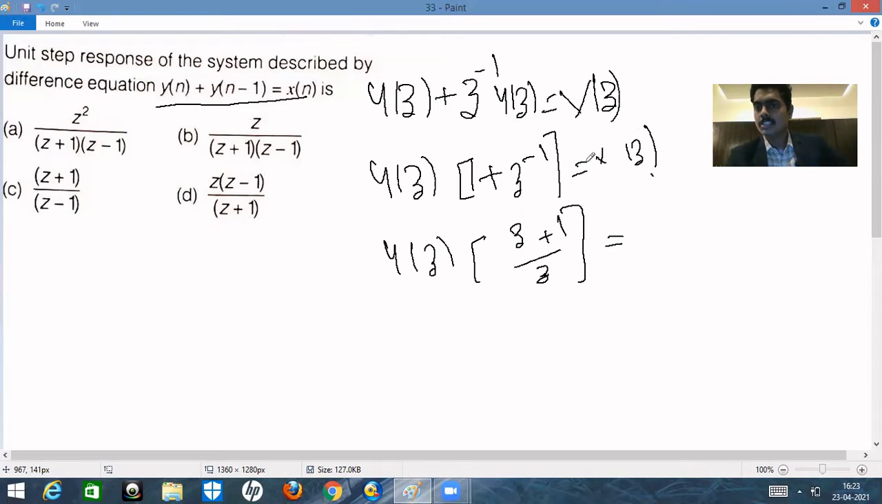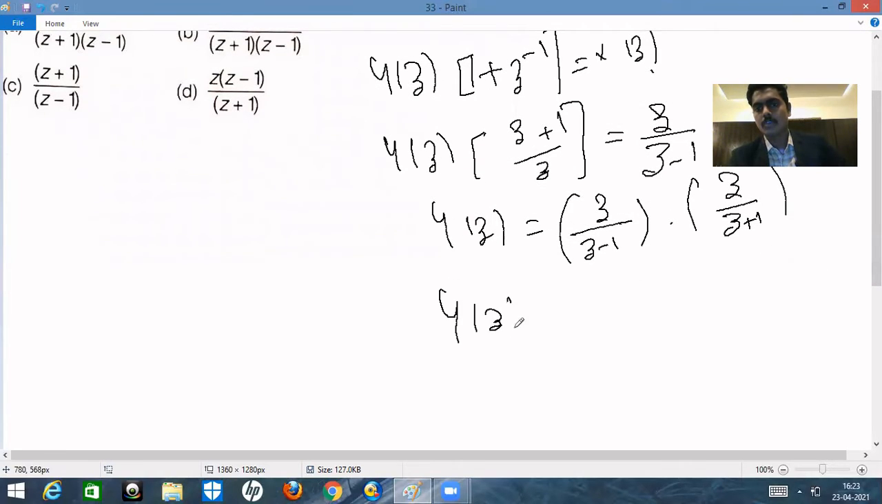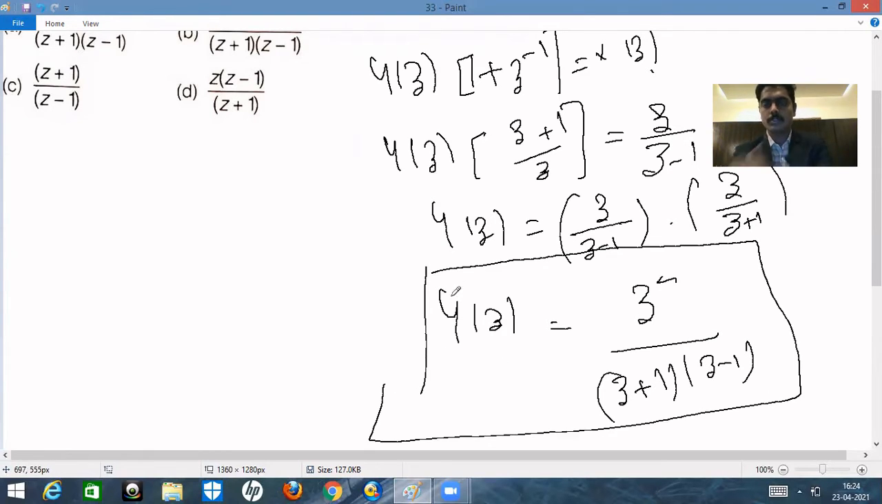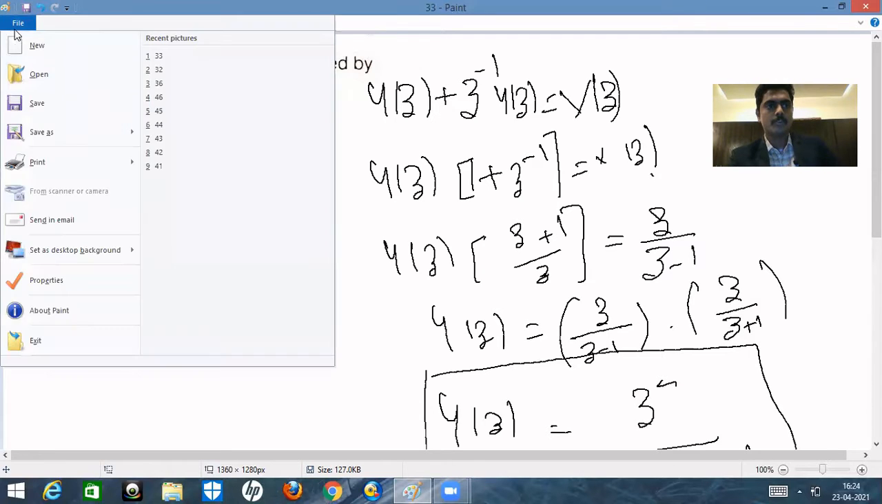What is X of z? It is nothing but the Z transform of the input function. Input function is the step function. So the Z transform of the step function is nothing but z upon z minus 1. So if you substitute, Y of z is equal to z upon z minus 1 into, ఇది ఇటు పక్కకు వస్తే ఏమవుతుందమ్మా, z upon z plus 1 simply, right? సో ఆటోమేటిక్ అప్పుడు ఏమవుతుందో చూడండి, Y of z is equal to z into z, it is nothing but z square divided by z minus 1 into z plus 1, right? So this is nothing but the Z transform of y of n simply. Okay, so this is how we will find the unit step response. So the answer is nothing but z square upon z plus 1 into z minus 1, which is nothing but option A, right? So we will move on to the next problem.